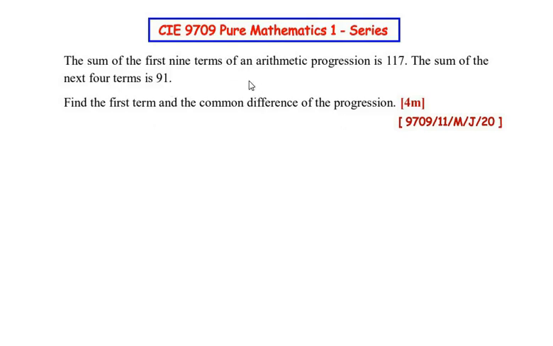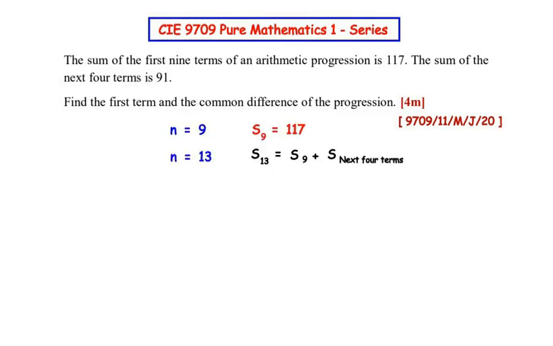So let us understand the question by writing the given data first. Here it is given that the sum of the first 9 terms of an arithmetic progression, where n represents the number of terms, that is the first 9 terms, is 117. So we are representing the sum of the first 9 terms as S9 = 117.